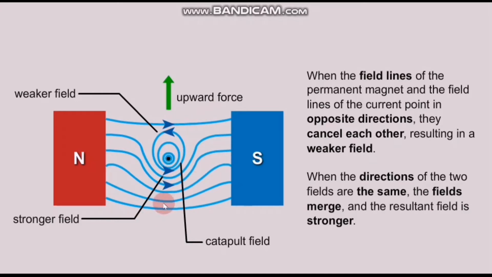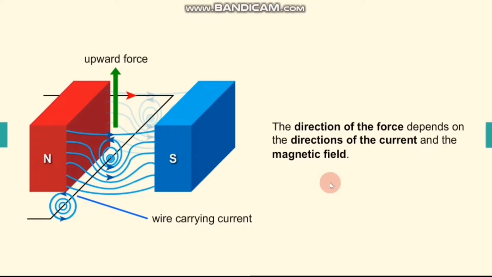And down here, when the direction of the two fields is the same, the fields will merge and produce a stronger resultant field. So what will happen to our current-carrying conductor? It will be pushed upward from the stronger region to a weaker region. And how to determine the direction of the force acting on the current-carrying conductor, either upwards, downwards, to the left or to the right, it depends on the direction of the current and the magnetic field.